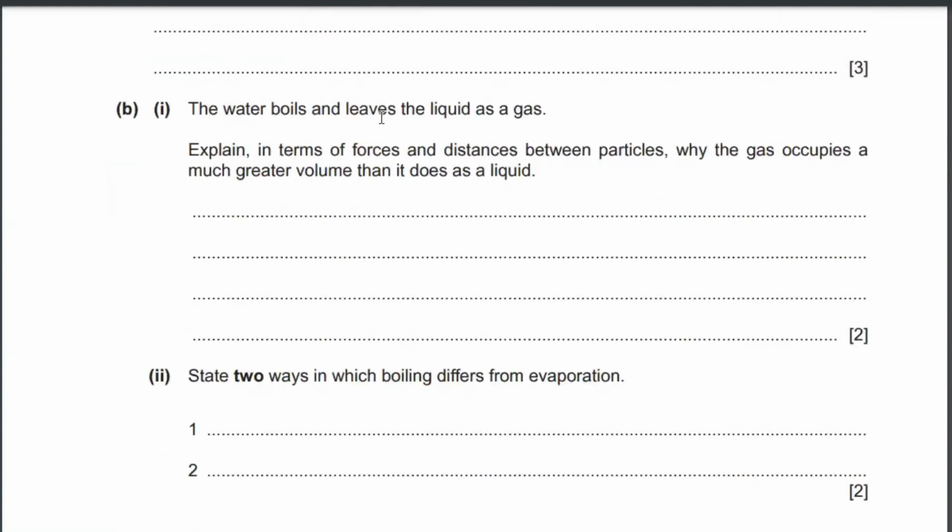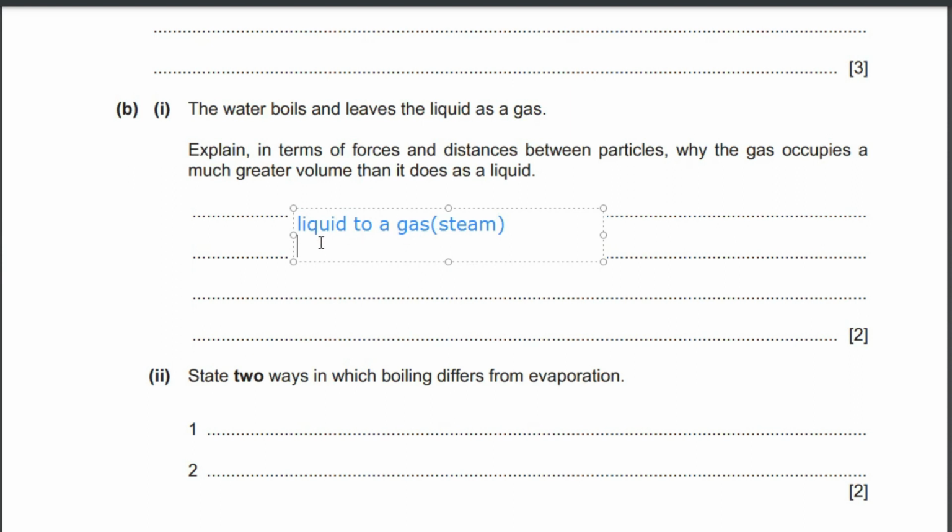Next question is: the water boils and leaves the liquid as a gas. Explain, in terms of forces and distance between particles, why the gas occupies a much greater volume than it does as a liquid. An example would be, let's say we are boiling water. The water will now transition from being a liquid to a gas, which we call steam. As it transitions from being a liquid to a gas, it has moved further apart from every other water molecule. So it is still water, but in the form of gas.